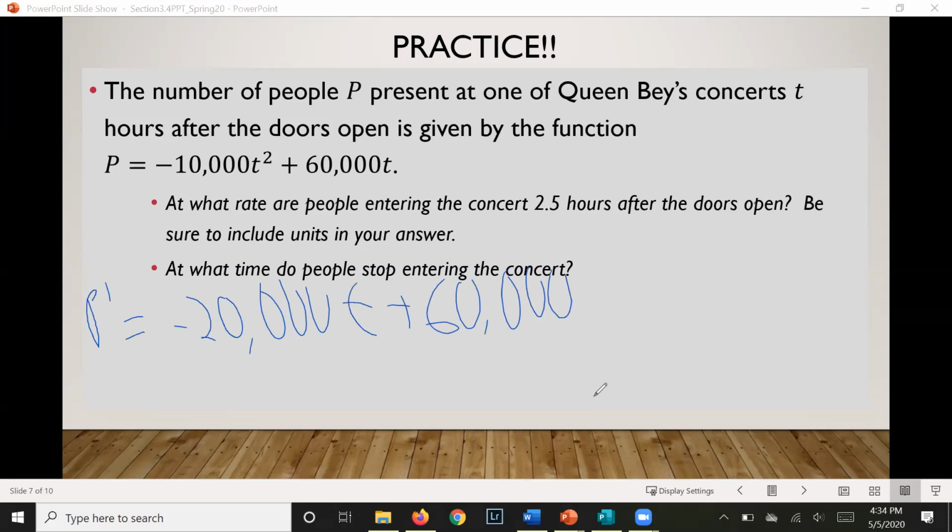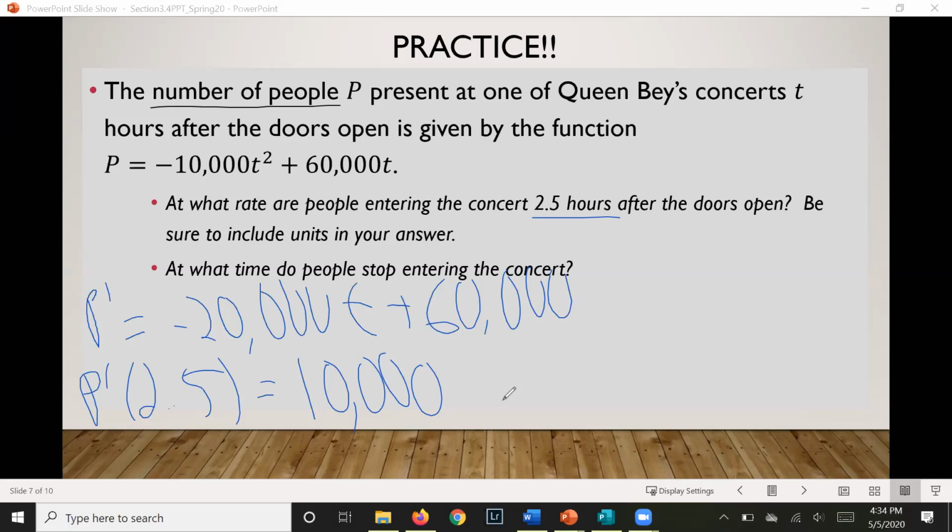And then if we want to know the rate at which people are entering after 2.5 hours, well, we'll just evaluate that at 2.5. So plug in 2.5 for T. And when we do that, it looks like we get 10,000. And let's also figure out the units there. So remember, the units for the derivative come from the output units per the input units from the original function. So our output was number of people. Our input was hours. So the units here should be people per hour.